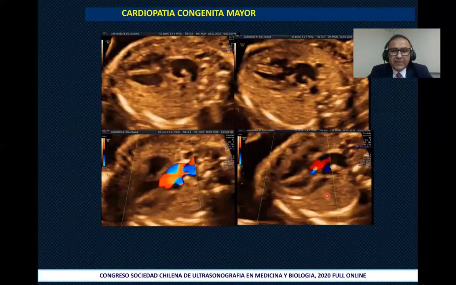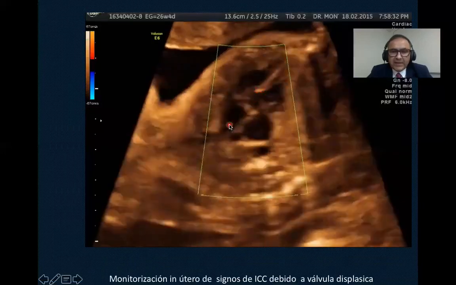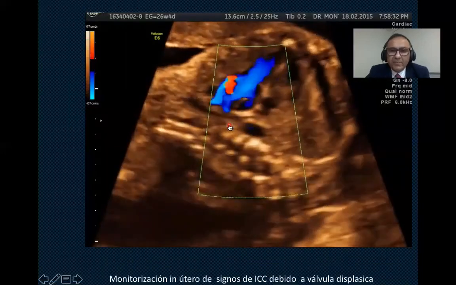Here we see the typical image of a type 1 truncus arteriosus. We have the truncal valve, and immediately afterward, this vessel appears, which would be the pulmonary artery, which will then give off its branches. This is the type 1 truncus arteriosus variant.